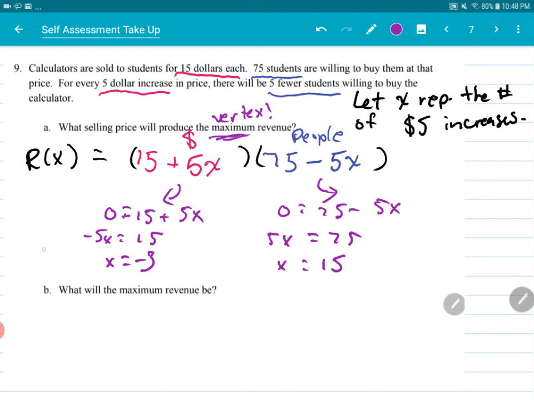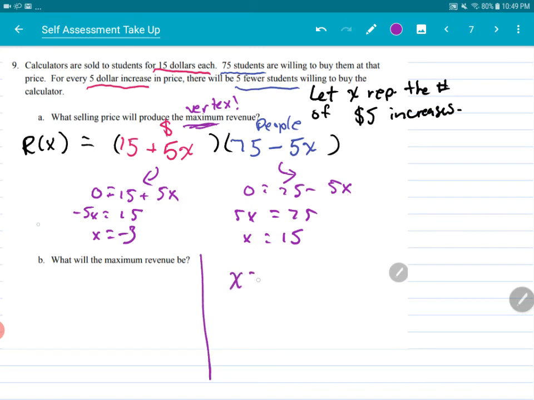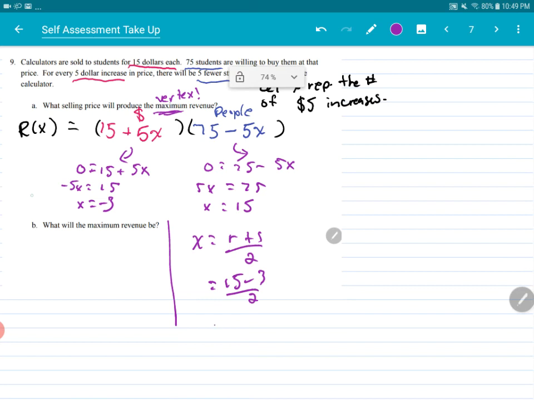So we're not done yet. Those are just our 2 opposite zeros, right? We're trying to find the maximum. We need the vertex, which means that we need the middle of those 2. So x is r plus s divided by 2. We want the middle. 15 minus 3 divided by 2, which is 12 divided by 2, which is 6. So this right here is telling us 6 price increases. Not that the price is $6, it's just telling us 6 price increases.